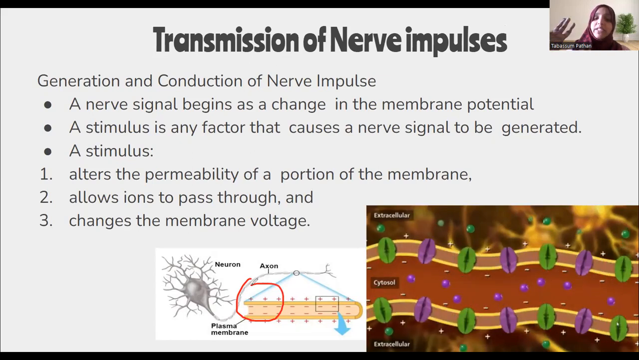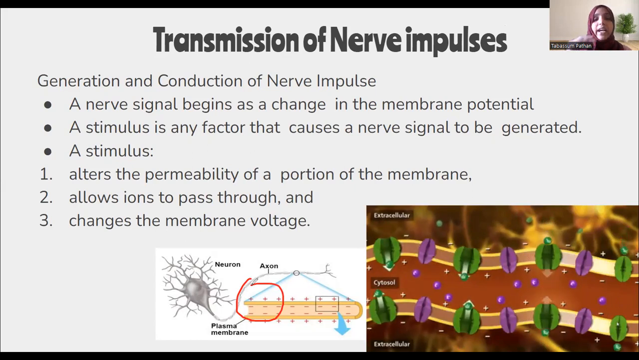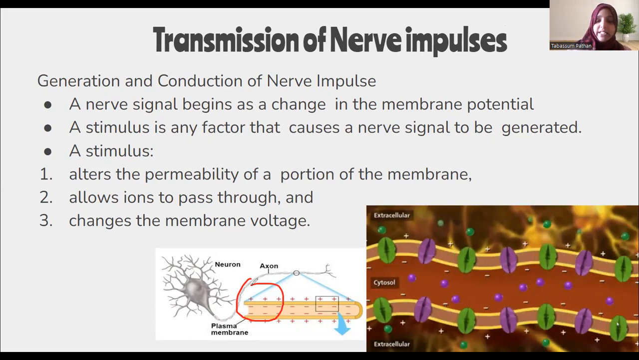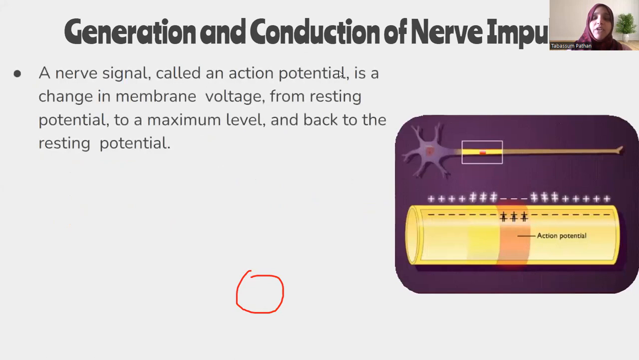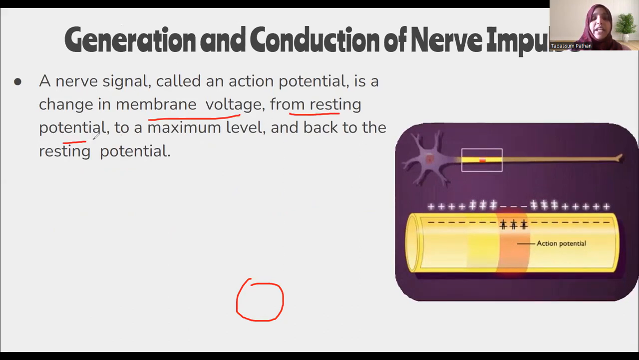In the resting phase, what was there? More positive on the outside, more negative on the inside. So this will change when there is electrical impulse generation and conduction. How is this brought about? An action potential will be transmitted from the cell body, from the dendron to the axonal site. This will cause the membrane voltage to go from the resting phase to the maximum level, the action potential level, and then it will go back to its normal state.